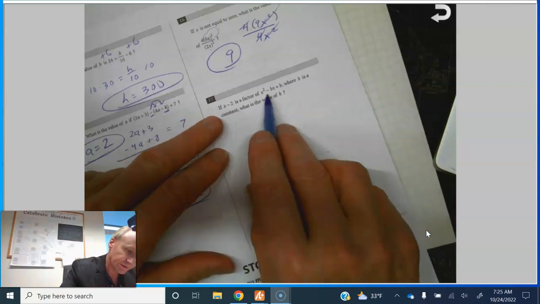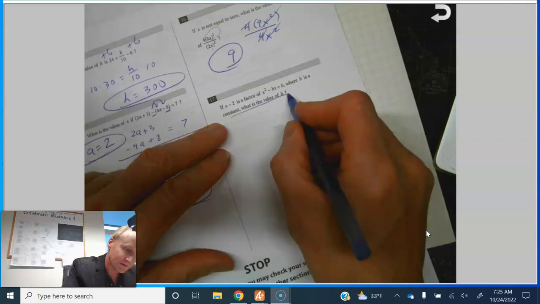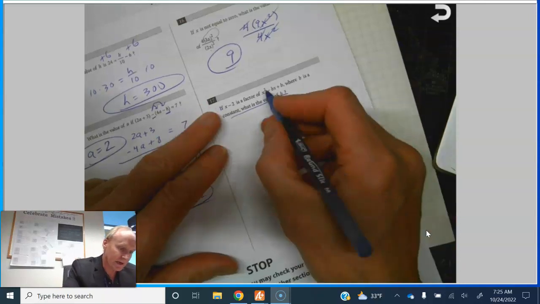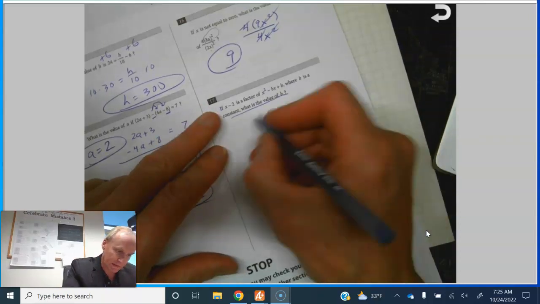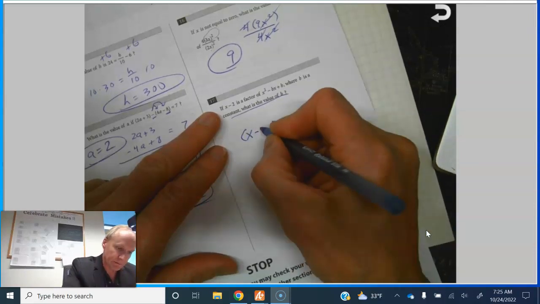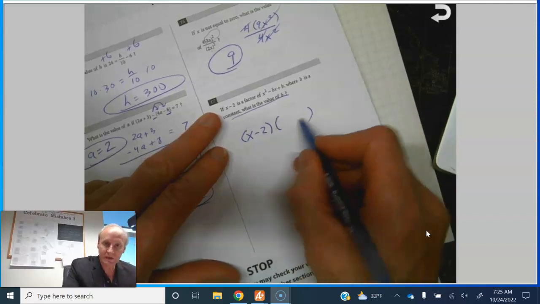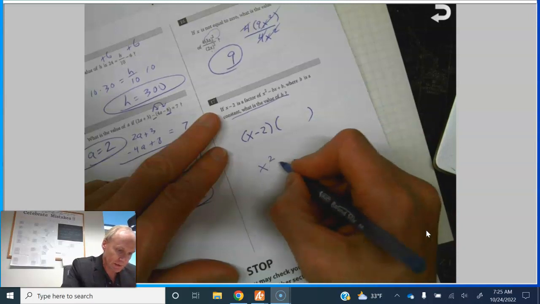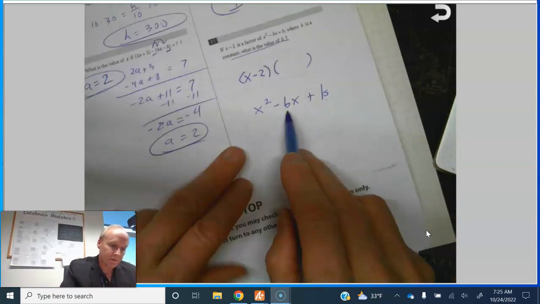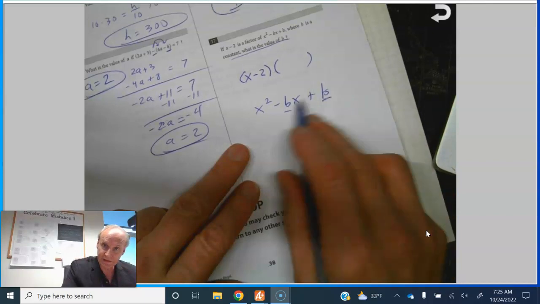If x minus 2 is a factor of this, where b is a constant, what is the value of b? Okay, so you got to know about factoring or multiplying. So lots of ways to go with this, but here's what you want to do. X minus 2 times some other binomial gives us x squared minus bx plus b. Okay, I want this number to be the same as this number. See how they're both the same?